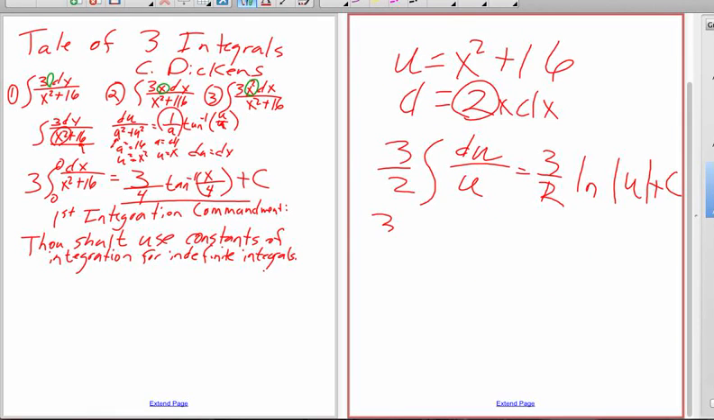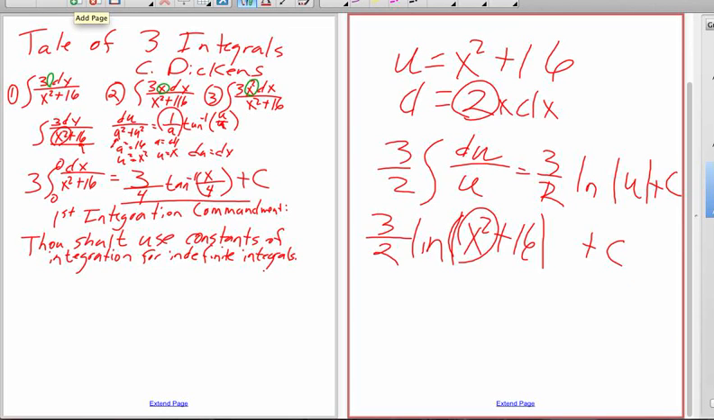Then we substitute back in. We got 3/2 natural log of the absolute value of x squared plus 16 plus c. And for all real values of x, this is positive, so we can get rid of our absolute value. So I end up with 3/2 times the natural log of x squared plus 16 plus c. And this is good for all real values of x. Okay, so there's number 2.